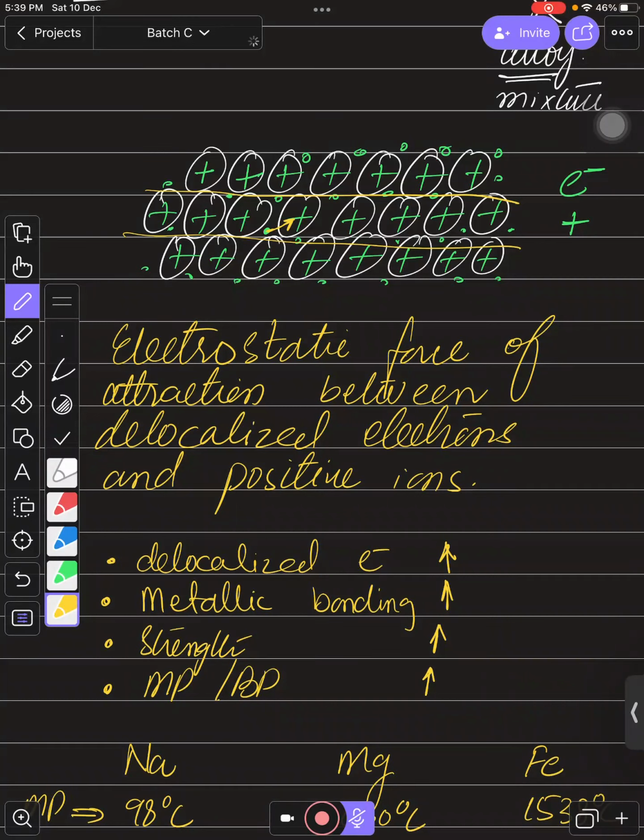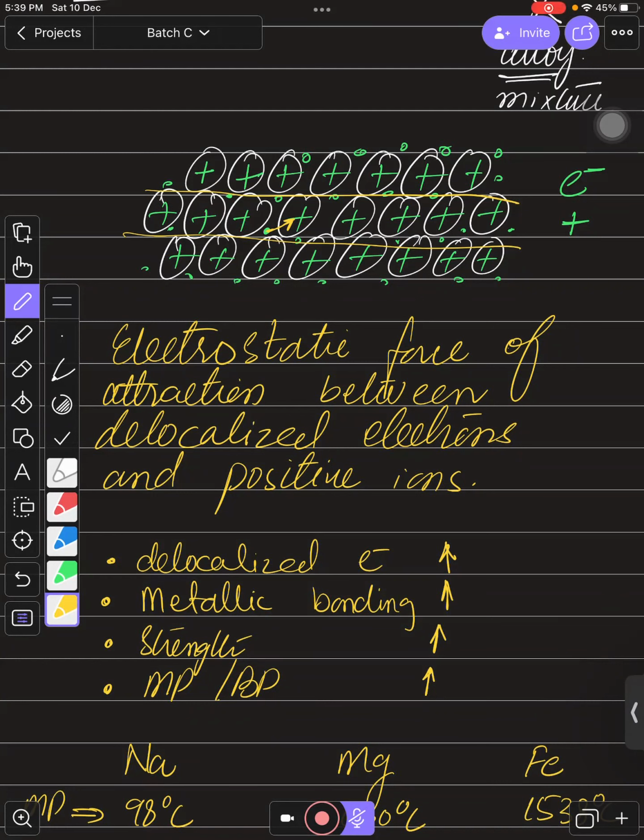Malleability, okay? So the metals are malleable because the atoms are arranged in layers. When we apply pressure on them, the layers can slide over each other. That is why metals are malleable. When we apply pressure on them, their shapes can be changed, right? So that is why they are malleable.